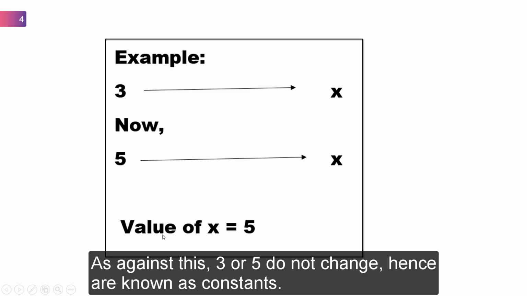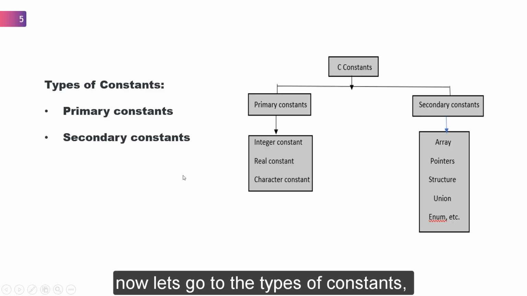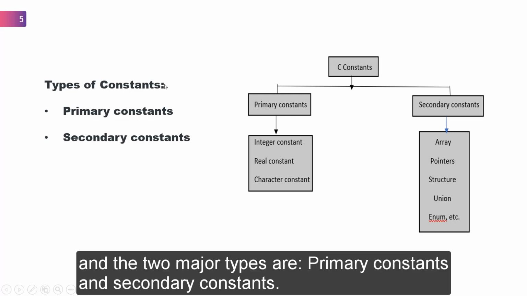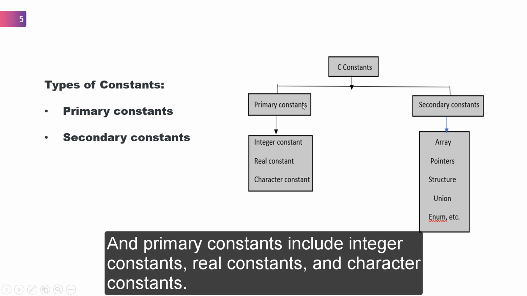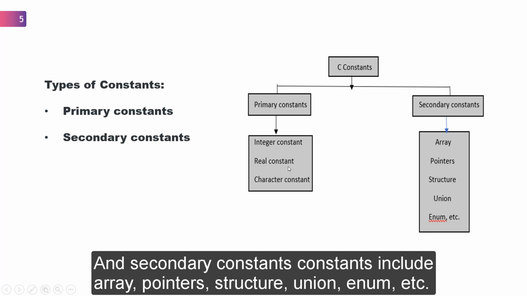Now, let's go to the types of constants, and the two major types are primary constants and secondary constants. And primary constants include integer constant, real constant, and character constants. And secondary constants include array, pointer, structures, union, enum, etc.